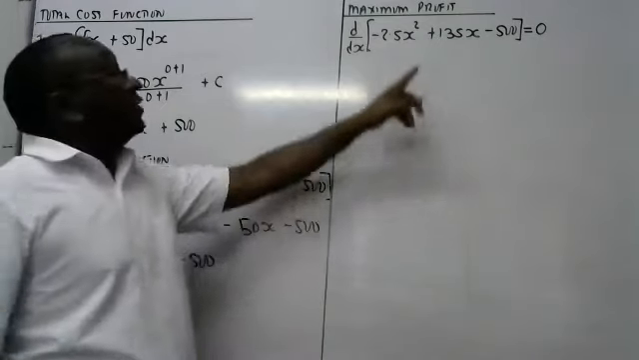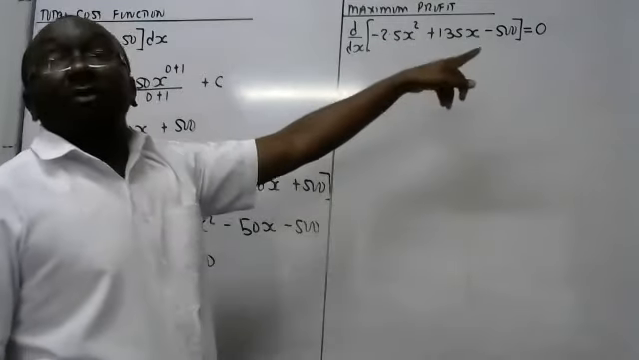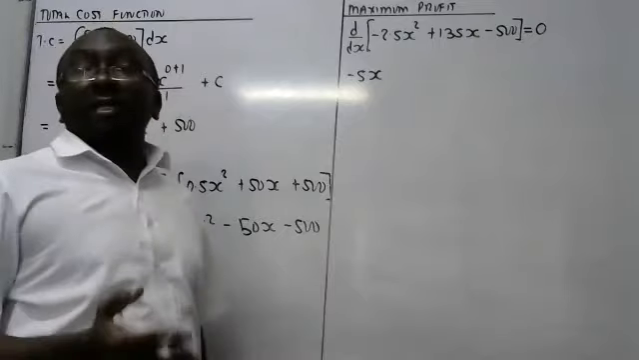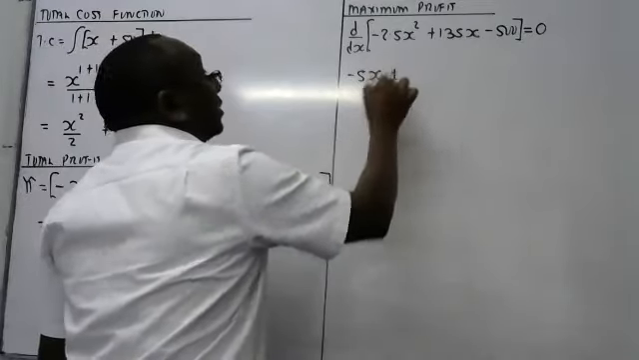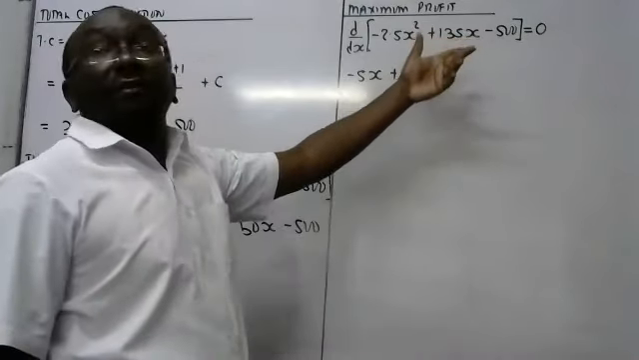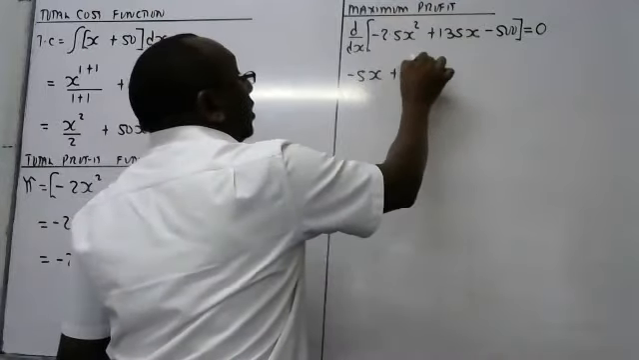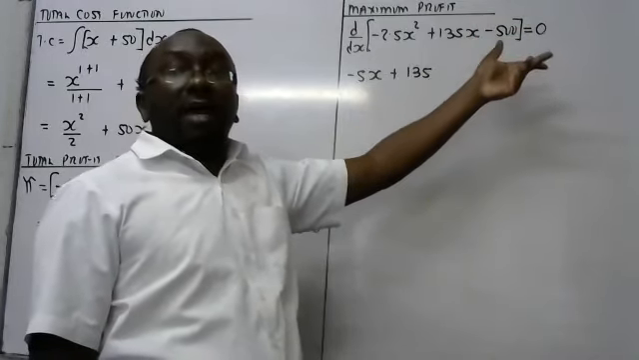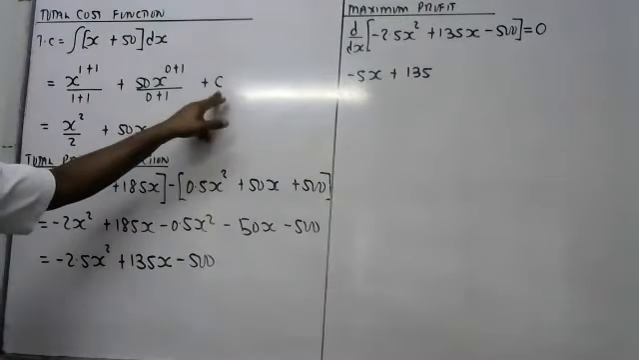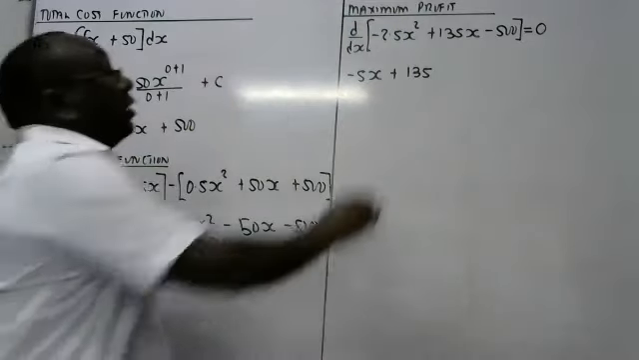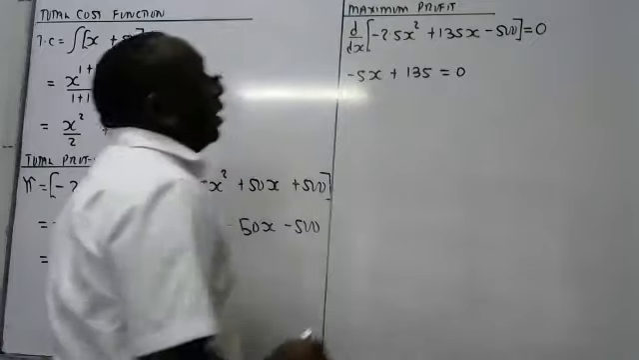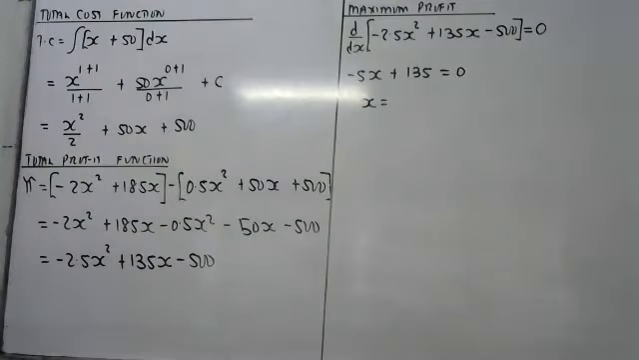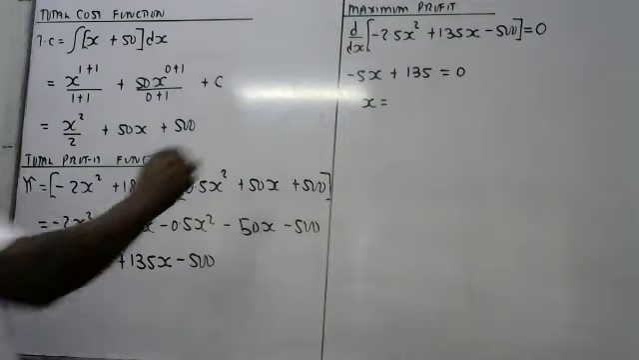When you are differentiating, you multiply by the power, then you minus 1. So you multiply by 2, you get minus 5x raised to power 1. When it's raised to power 1, you don't keep on writing the 1. Plus this one, 135. Now remember this one has x raised to power 0, so when you multiply by zero, it becomes zero. That's why I told you when you are integrating, you add a constant c that would have become zero. So now that is zero, you don't write. We say equals to zero, and then x becomes 135 divided by 5, which is 27 units.